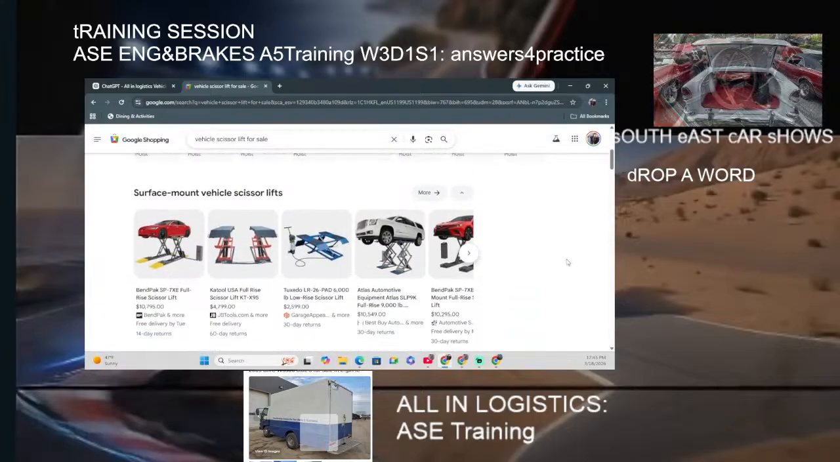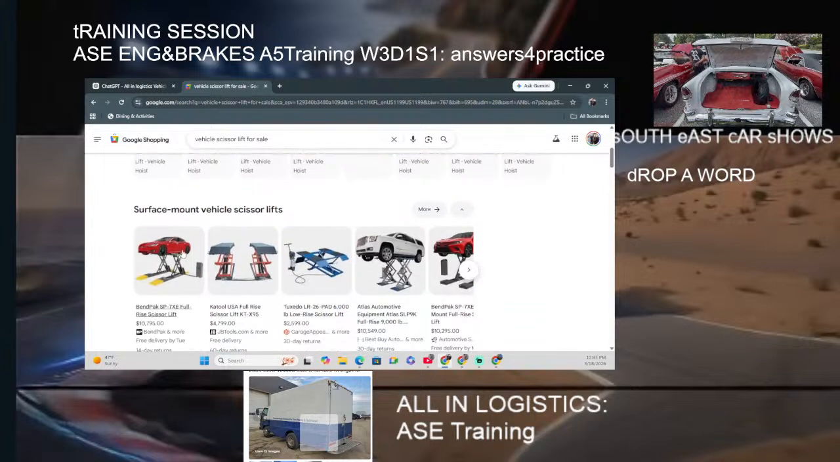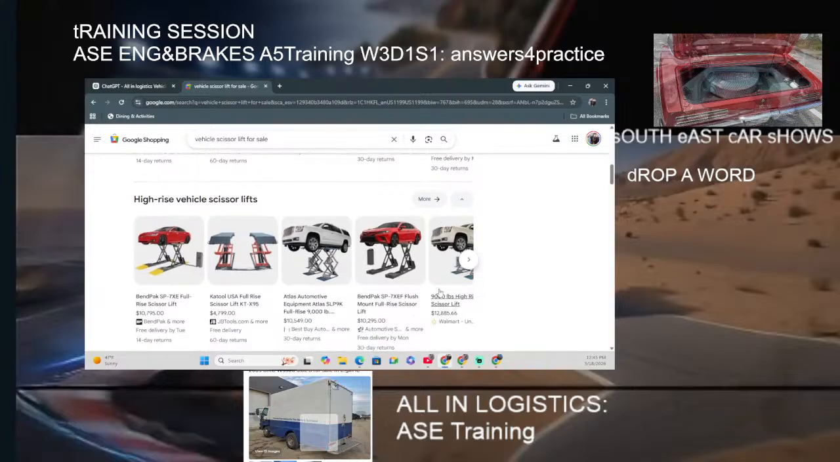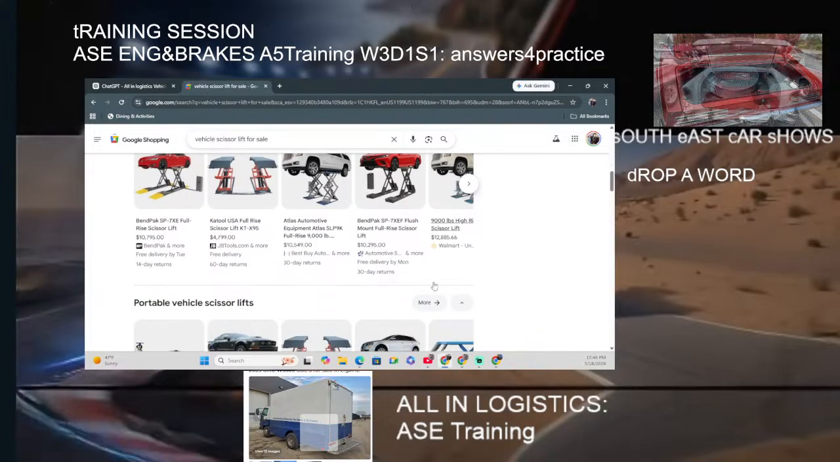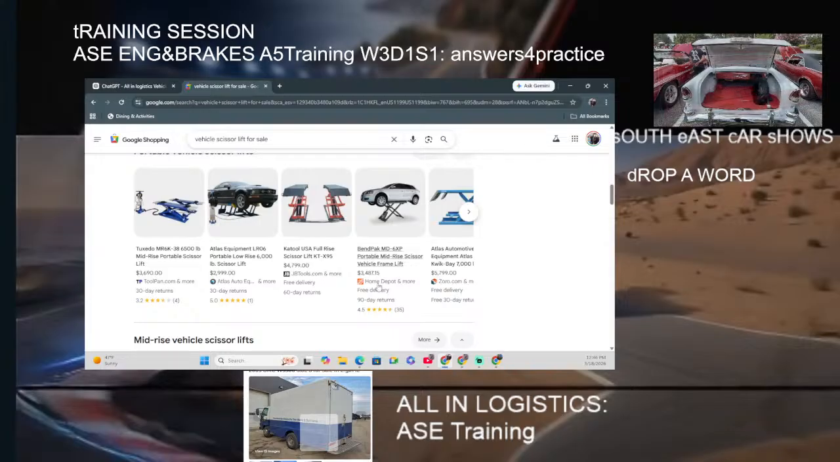Got a few different kinds of lifts. This right here for 10 bands, 5 bands, 2.5 bands, set of 11 bands. Yeah, them things is costly. 3,500.